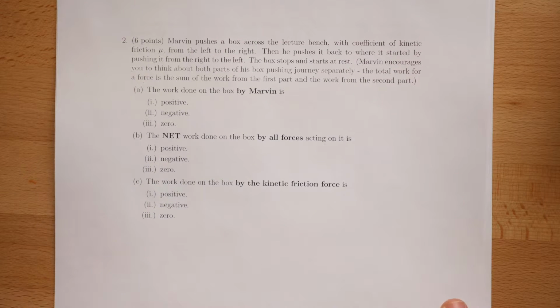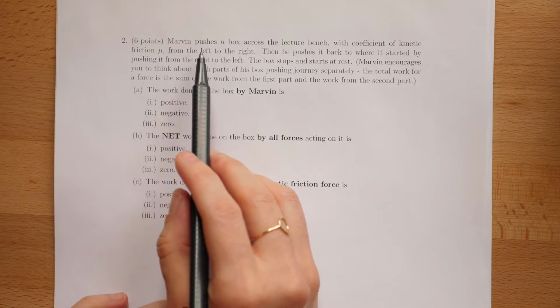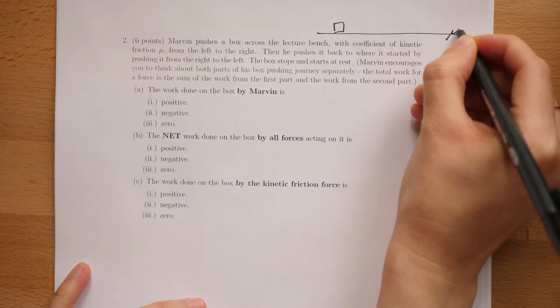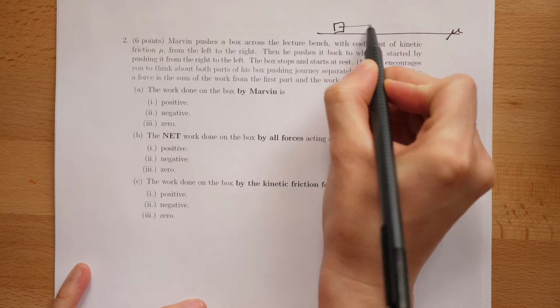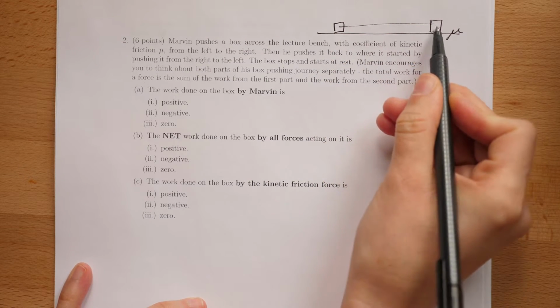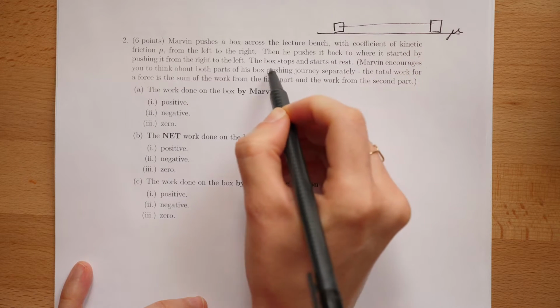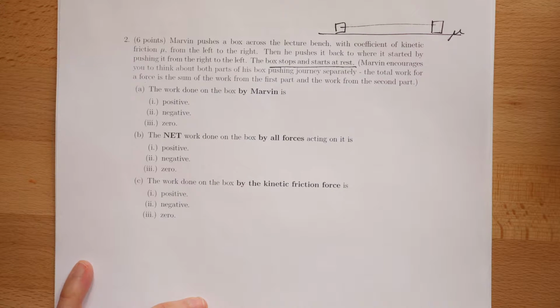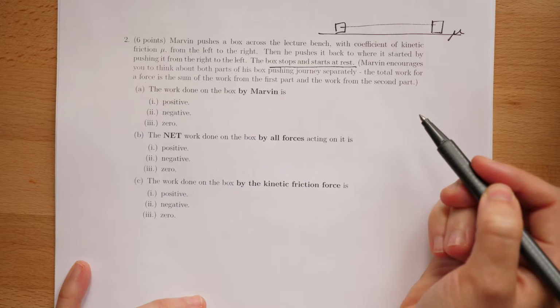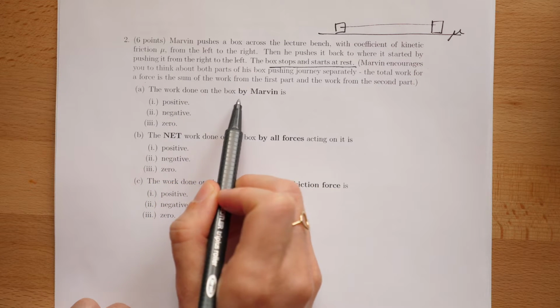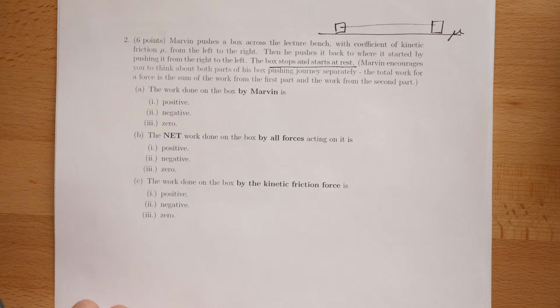Okay, let's look at problem 2. So you've actually seen problem 2 before on a previous exam. So this says Marvin pushes a box across the lecture bench with coefficient of friction mu from left to right. So he takes the box, moves it over here. Then he pushes it back to where it started by pushing it from the right to the left. The box stops and starts at rest. Okay, so this is the same as the Piglet question from the last exam, I think. So it says the work done on the box by Marvin is positive, negative, or 0.